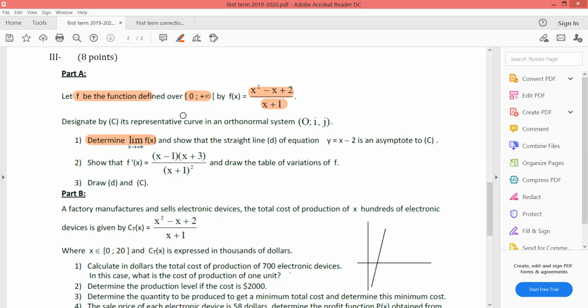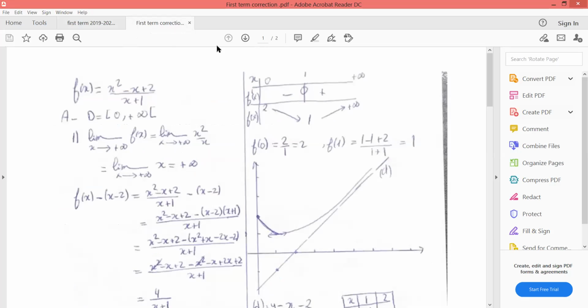Yes. Then plus infinity over infinity. So limit as x tends to plus infinity, we take highest over highest. So limit as x tends to plus infinity of x squared over x. We simplify, George. X squared with x remains, limit as x tends to plus infinity of x equals plus infinity. So here is the domain, 0 plus infinity. Any questions about this part?